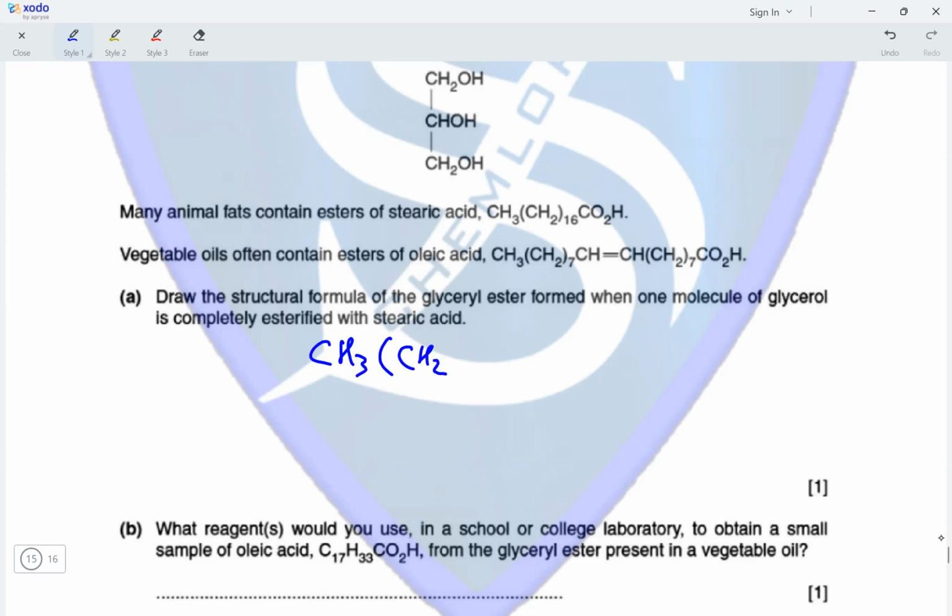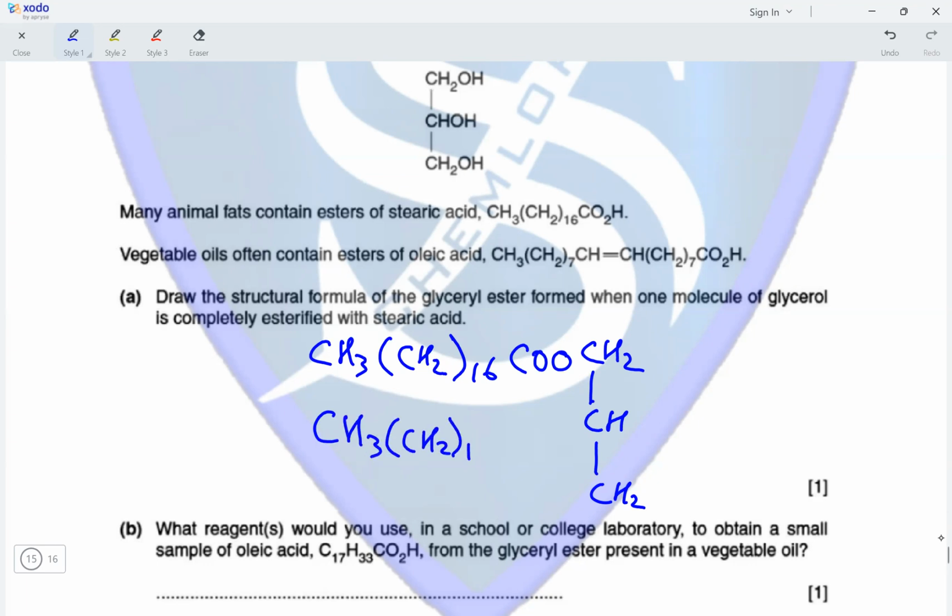CH3, CH2 16, COO, and CH2. This would be connected to CH, which would be connected to CH2 again. And we would have the same part of the molecule as shown attached to the first CH2 group of glycerol on the second and the third position. So CH3, CH2 16, and COO, and again CH3, CH2 16, and COO. So this is the ester that is formed when 3 moles of stearic acid react with 1 mole of glycerol.